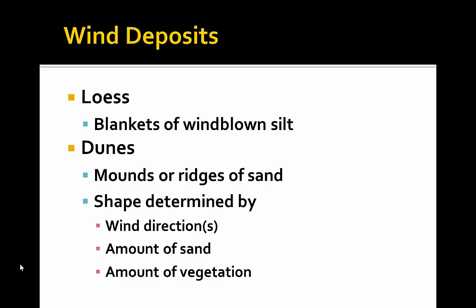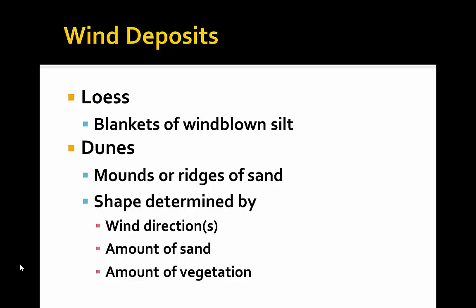Now let's look at the depositional ability of wind. There are two main categories of materials that can be picked up by wind: silt and sand. In the case of silt, when it's blown into large blankets, large deposits, it's called loess. And we have massive amounts of loess in the central United States, which is one of the reasons why the central United States has such phenomenal agriculture. It's because we're planting within loess.